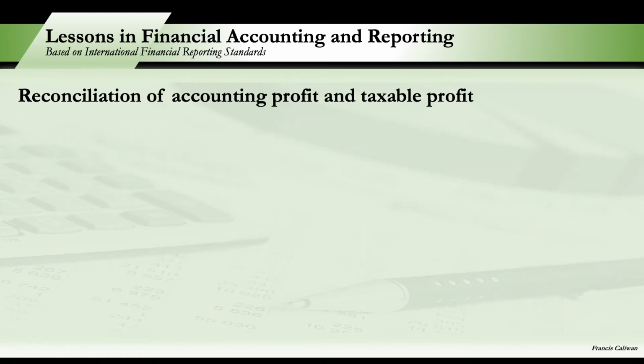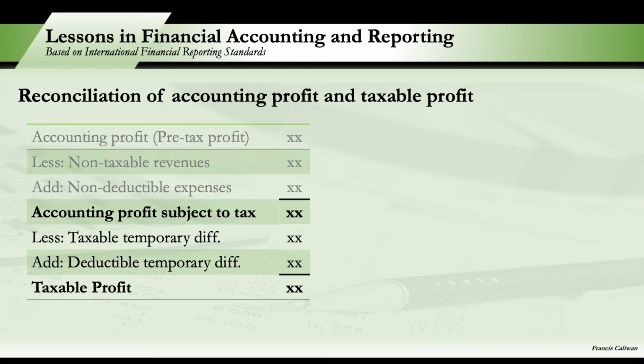Now, considering both the permanent differences and the temporary differences that we've just discussed, we can now reconcile the accounting profit with our taxable profit. So let us have this reconciliation. First, we start with our accounting profit or pre-tax profit. We omit the effects of our non-taxable revenues and non-deductible expenses, and we arrive at our accounting profit subject to tax. And from that amount, we also omit the effects of the future taxable difference and future deductible difference. We will arrive at our taxable profit.